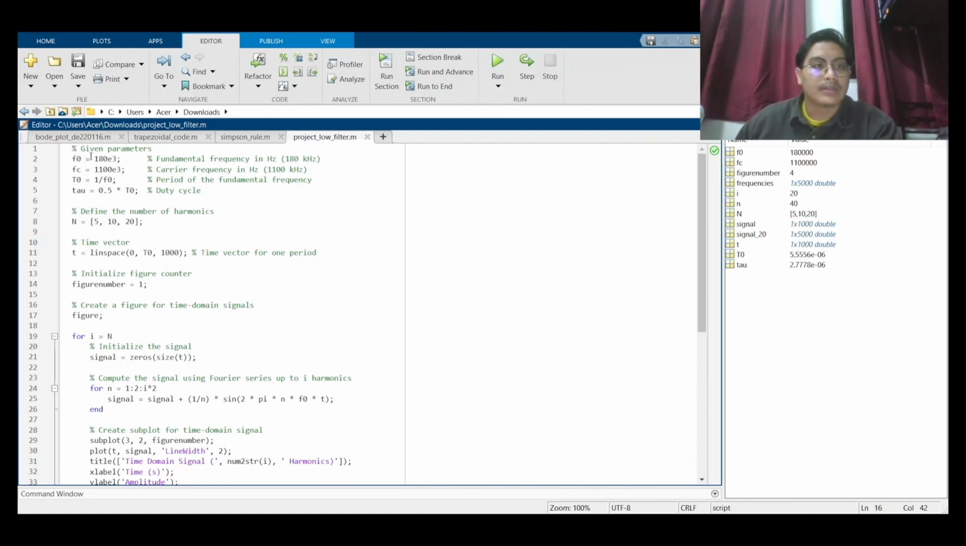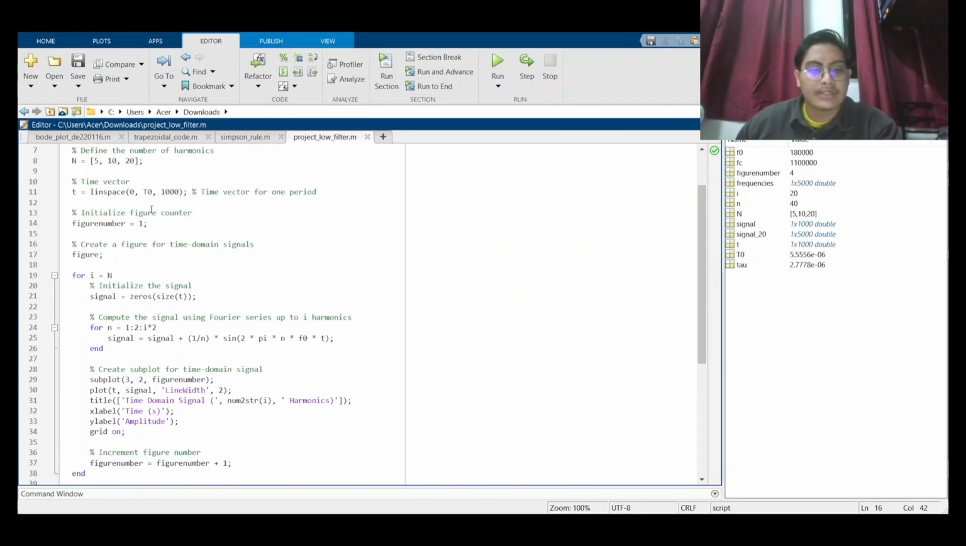Today I'm going to explain the coding for the Fourier series. For the given parameters, we have defined some fundamental parameters. The fundamental frequency F0 is 180 kHz and the carrier frequency Fc is 1100 kHz. The period T0 of the fundamental frequency is calculated as its inverse. For the numbers of harmonics, we have specified a list of harmonic counts to consider in the Fourier series. This will be used to demonstrate how the signal changes with increasing harmonics.